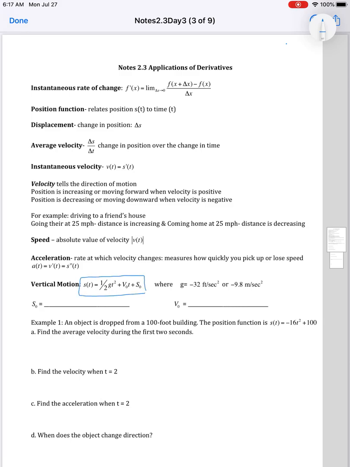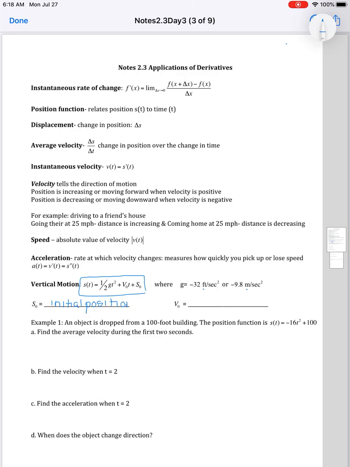Acceleration is the rate at which velocity changes. It measures how quickly you pick up or lose speed. So velocity is the first derivative of position, and acceleration is then the first derivative of velocity. So acceleration would then be the second derivative of position.